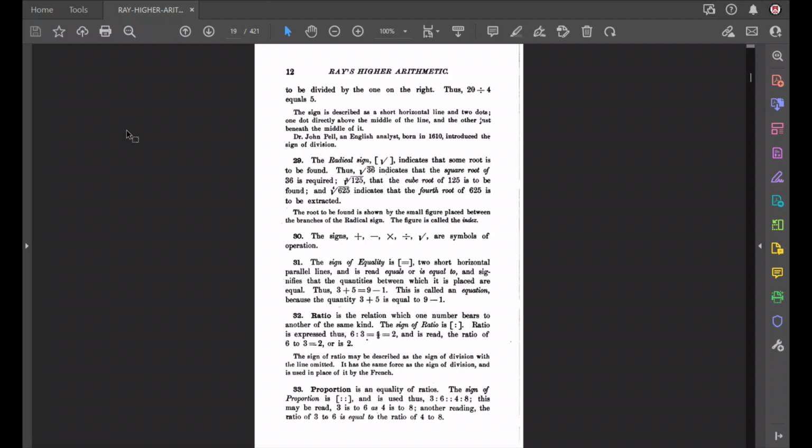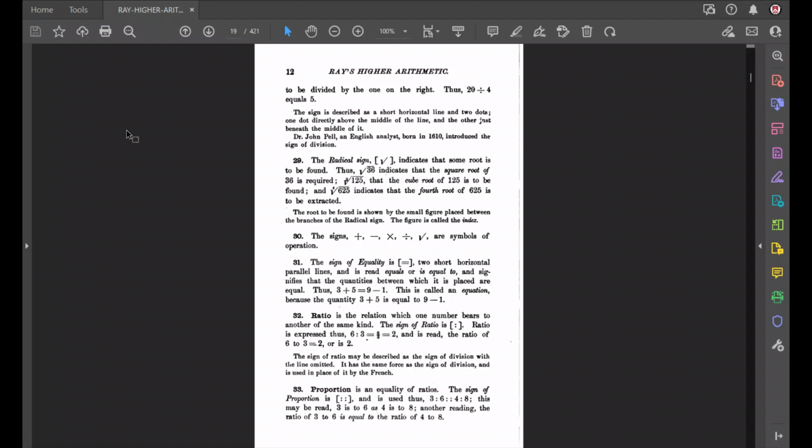The ratio 6 to 3 is the same as 2, because 2 is the same as 2 to 1. The ratio of 6 to 3 is the same as the ratio of 2 to 1 because 6 is twice 3. Six to 3 is equal to 2 to 1. The ratio 6 to 3 is equal to the ratio of 2 to 1. 2 to 1 is the same thing as saying 2.